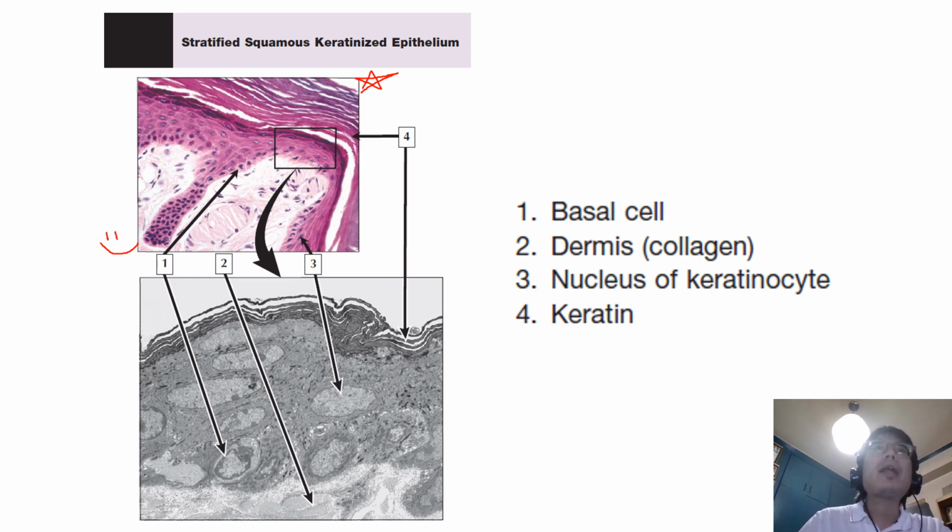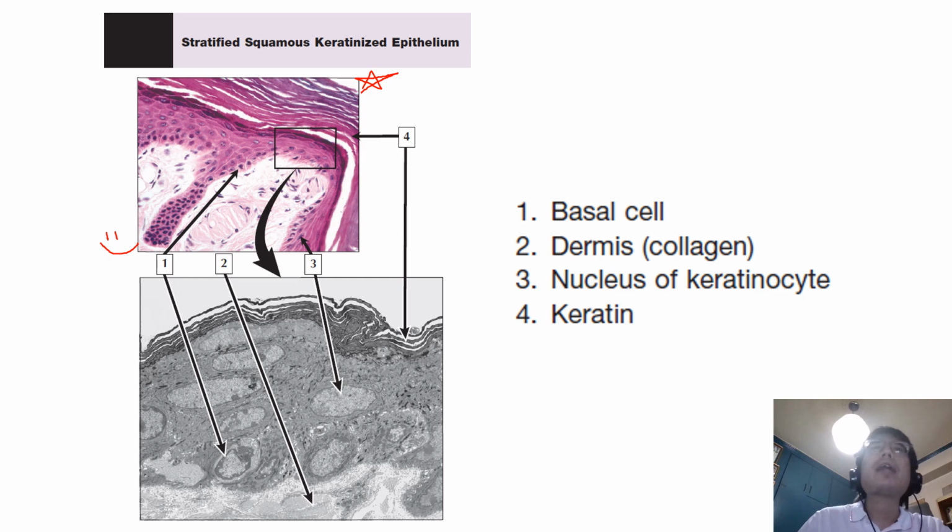Labeled in number 1 is a basal cell, so it's in the basal layer over here. 2, only seen in the electron micrograph, is the dermis, being comprised chiefly of collagen. Number 3 is the nucleus of a keratinocyte, and 4, in the more superficial layer, is keratin, which is why this is stratified squamous keratinized epithelium.